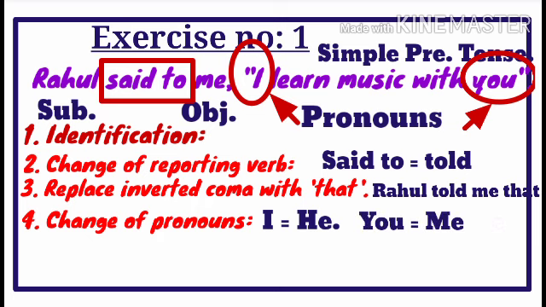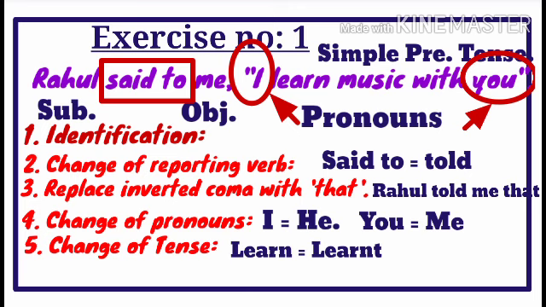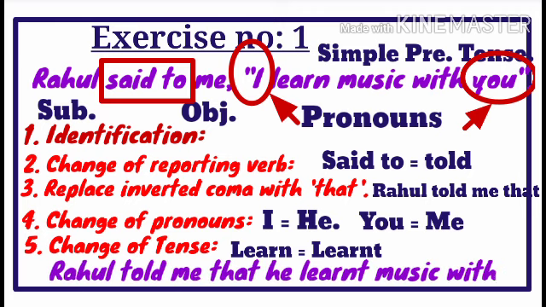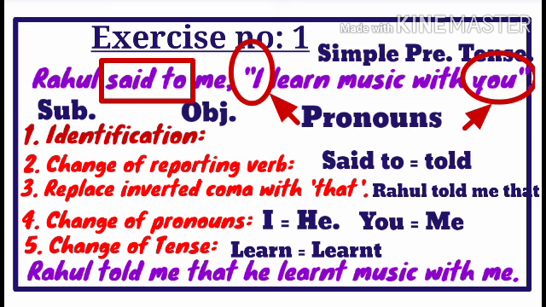And next, fifth one is tense change. As I told you, simple present is the tense, it changes to simple past. So I learn music changes to he learned music. So the total sentence is: Rahul said to me, I learn music with you, changes to Rahul told me that he learned music with me.